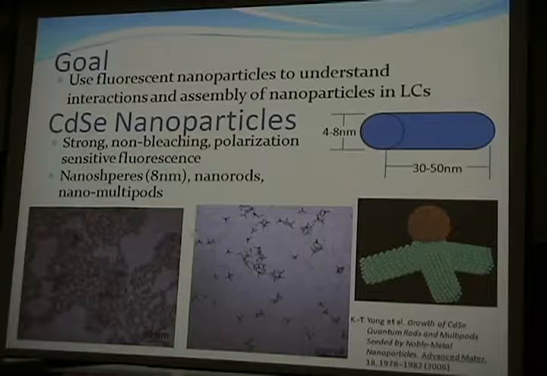These cadmium selenide nanoparticles emit strong and non-bleaching polarization-sensitive fluorescence. They were synthesized by our collaborators at SUNY Buffalo, and here are two images that I took from their paper. So here's an image showing the nanorods. Available to us are nanospheres of about 8 nanometer diameters, nanorods, and nanomultipods. This image shows some of these nanorods, and also this cartoon. These nanorods have controlled diameters between 4 and 8 nanometers, and controlled lengths between 30 and 50 nanometers.